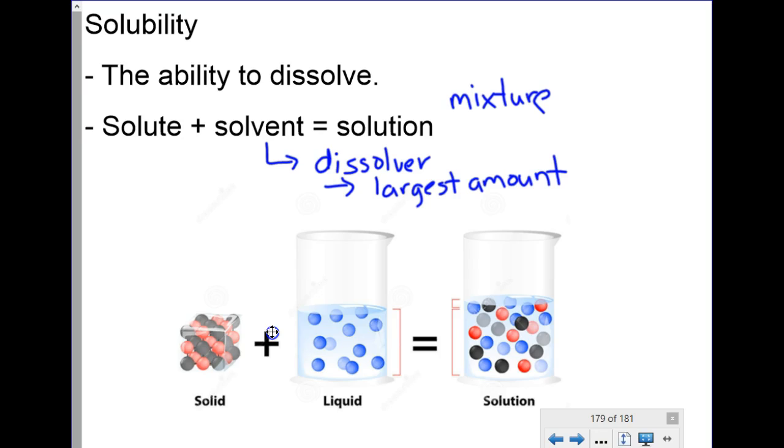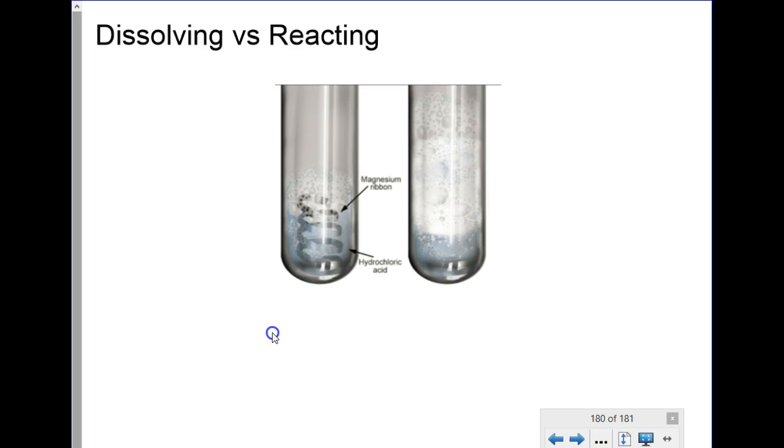Solutions don't have to be liquids. Bronze, gold, sterling silver are all mixtures which are in a solid phase. You can also have solutions which are in a gas phase. Are you breathing in pure oxygen right now? No. Only about 21% oxygen, actually. 78% of what you're inhaling? Nitrogen. You also have some carbon dioxide and some other things that are in the air as well.